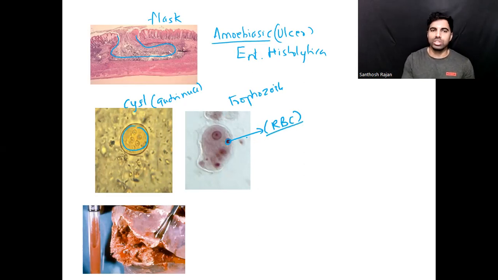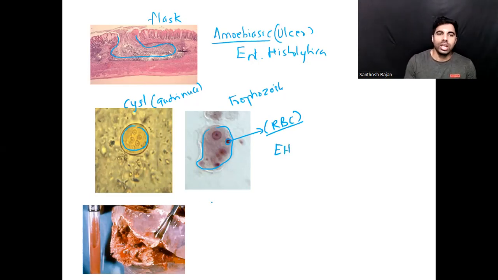So if you see this in stool, if they give a question where amoebic dysentery was there and this thing was found in the stool, the picture comes with RBCs, and it has a karyosome. But the important thing is the RBC. If you get the RBC and the karyosome comes, then that is your Entamoeba histolytica. This question also can come.